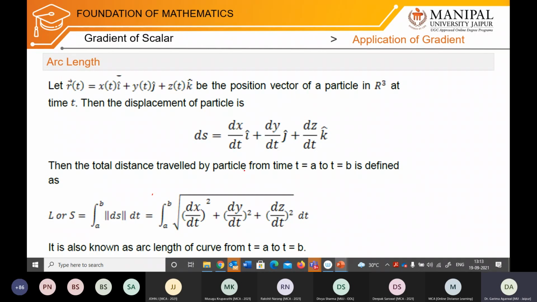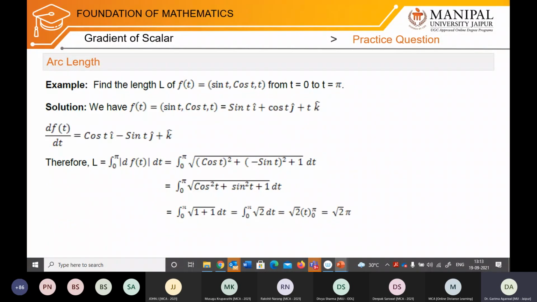If the total distance traveled by the particle from time A to B is defined as this term, this is the arc length: the integral from A to B of the square root of (dx/dt)² + (dy/dt)² + (dz/dt)². Here we need to find the length for this function from t equals 0 to pi.